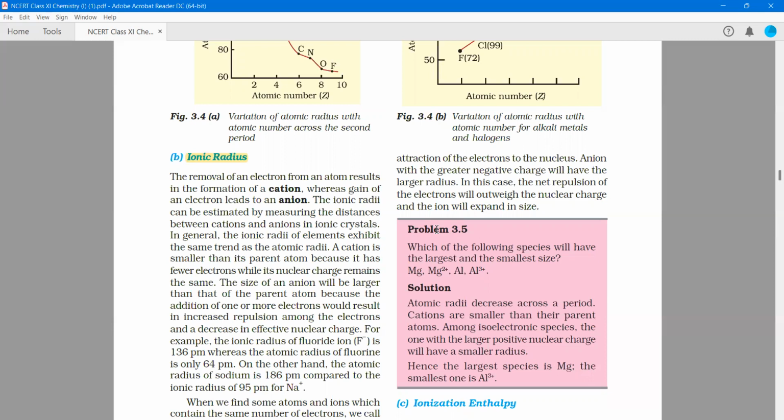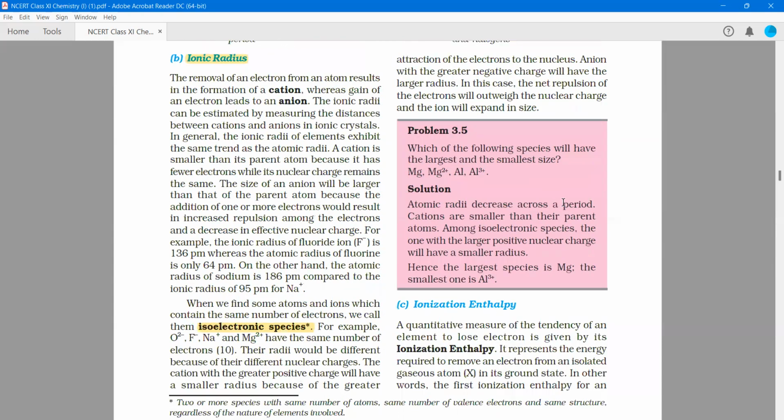And when you talk about the smallest size, you have two cations here that you need to compare: magnesium 2 positive and aluminum 3 positive. In such cases, you just need to see where the maximum number of charge is. Here, 3 positive is the maximum charge. So aluminum is 3 electron deficient, and that is why it is the smallest one out of these 4 species.